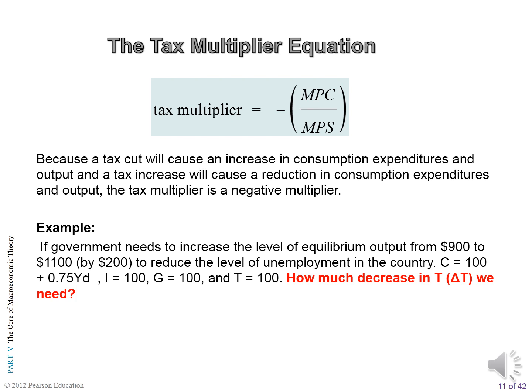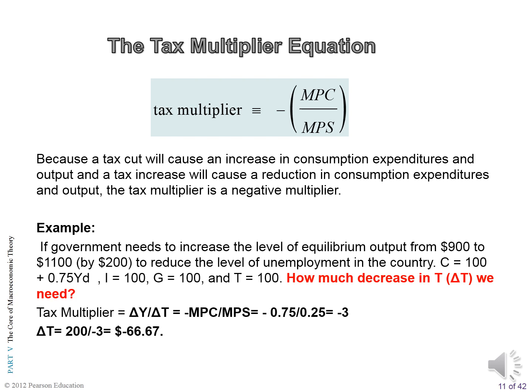Assuming that C, consumption, is the same, and investment, G, and T are all the same as in the previous example. How much decrease in T do we need? Okay, what will I do? The first step is to calculate the value of the multiplier. Tax multiplier equals negative marginal propensity to consume, which is 0.75, over marginal propensity to save, 0.25, so negative 3.